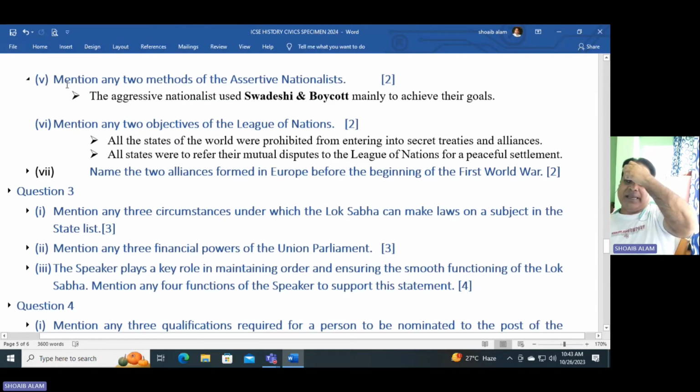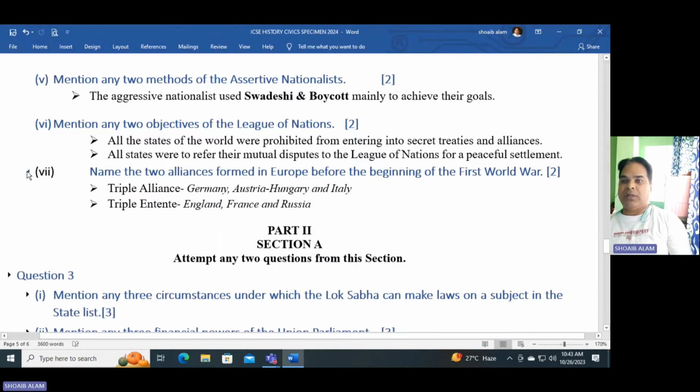Now next one, name the 2 alliances formed in Europe before the beginning of the First World War. They are the Triple Alliance and the Triple Entente. In the Triple Alliance, Germany, Austria-Hungary, and Italy were there, and in the Triple Entente, England, France, and Russia were there.